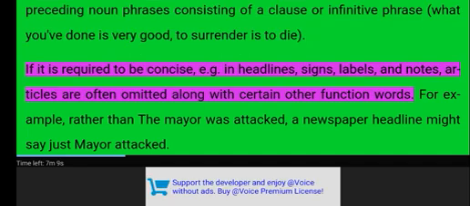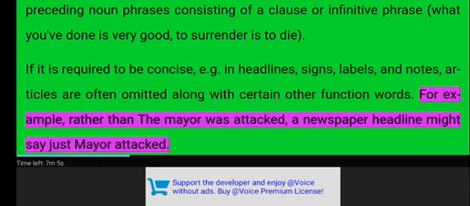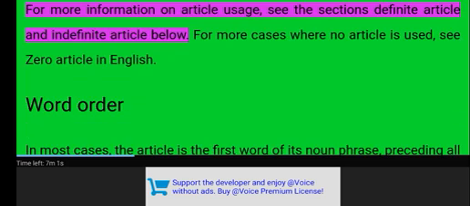If it is required to be concise, for example in headlines, signs, labels, and notes, articles are often omitted along with certain other function words. For example, rather than "The mayor was attacked," a newspaper headline might say just "Mayor attacked." For more information on article usage, see the sections on the definite article and indefinite article below. For more cases where no article is used, see zero article in English.